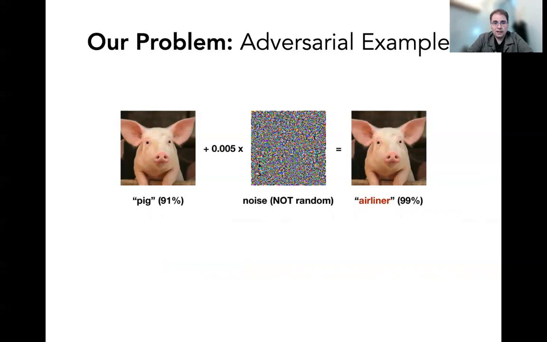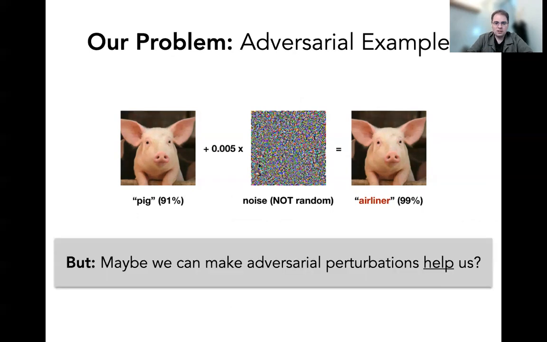So again, the starting point here is adversarial examples. This clearly is a problem if you think about having robust and reliable vision. But the question we realized you might ask is: as much as adversarial examples are a problem, maybe there is a way in which we can use the adversarial perturbations that create these examples to be helpful for us. So what's going on here?